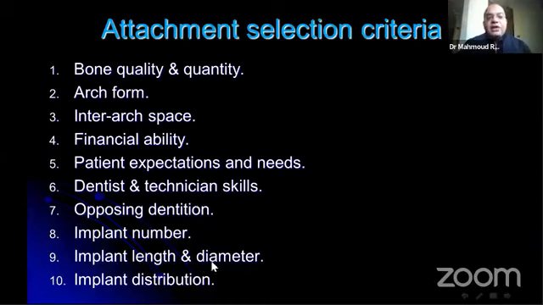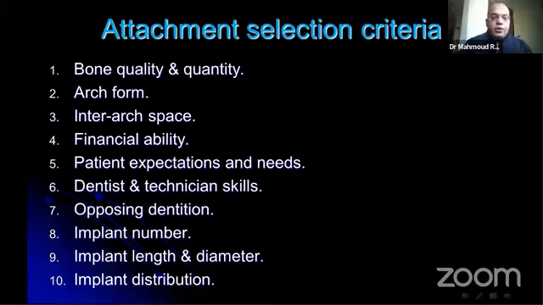Implant length and diameter are also important, and the diameter is more important than the length, because this will increase the functional surface area and the area of osseointegration, and this makes the implant tolerate more forces and tolerate a more rigid attachment.